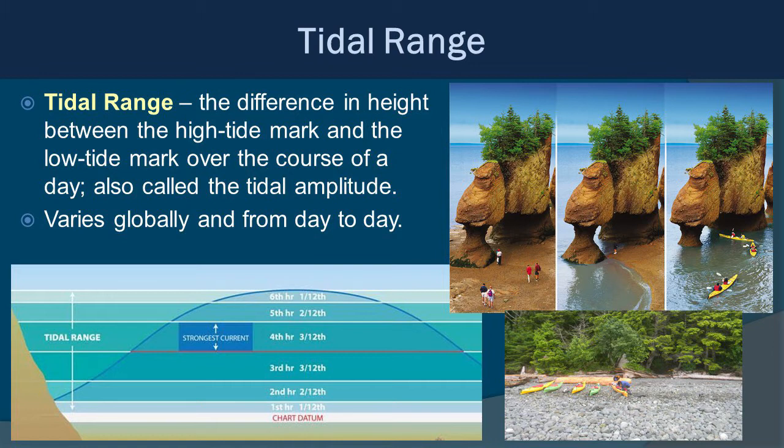Now a tidal range is the difference in height between the high tide mark and the low tide mark over the course of a day. This is also called tidal amplitude, and this all varies globally and from day to day. Now the image to the top right shows you the tidal range in the Bay of Fundy, which is in Nova Scotia in Canada, and it's one of the largest tidal ranges in the world. It's about 52 feet at its height, which is really crazy, and you can see the people walking around during low tide and then kayaking in high tide.